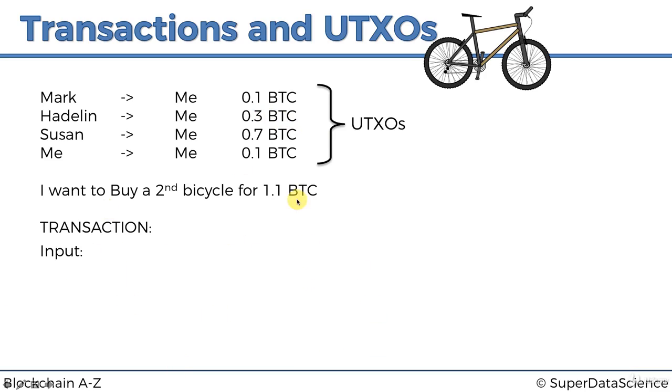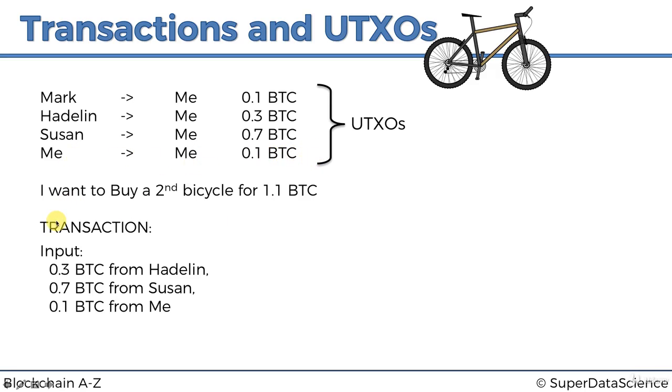Who's going to feed it? Well, we need to build quite a large amount. So we're going to take the UTXO from this transaction, the 0.3 BTC I got from Adlan. It will feed into the one we're building. The 0.7 BTC from Susan will feed into the transaction we're building. And the 0.1 BTC that I sent to myself will also feed into this transaction. So we've got three inputs.